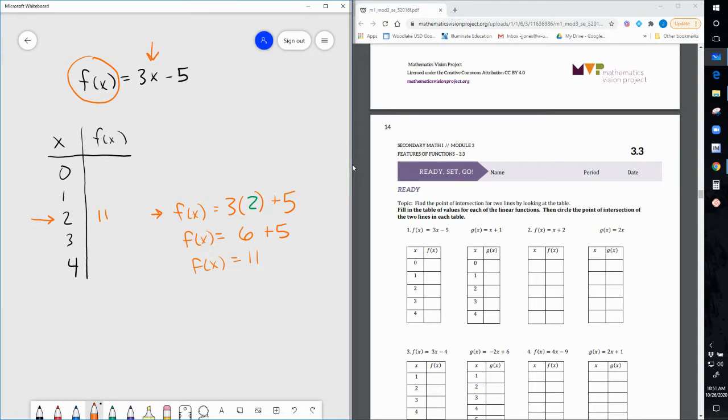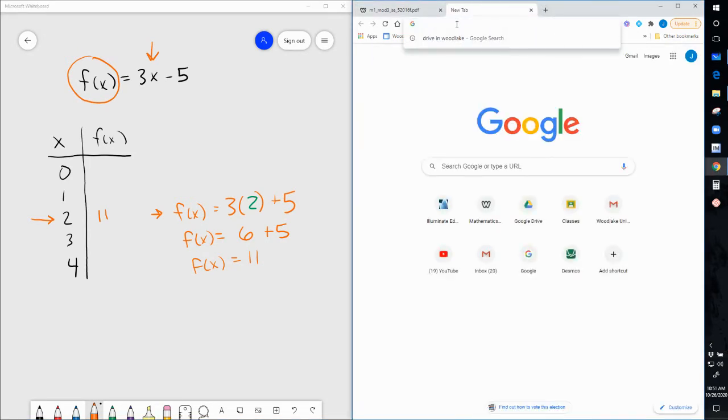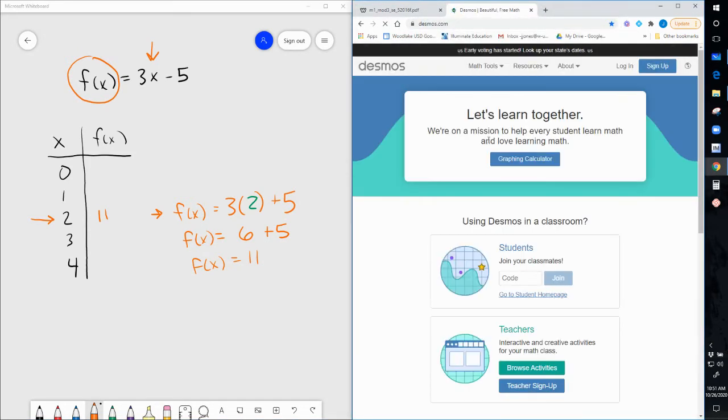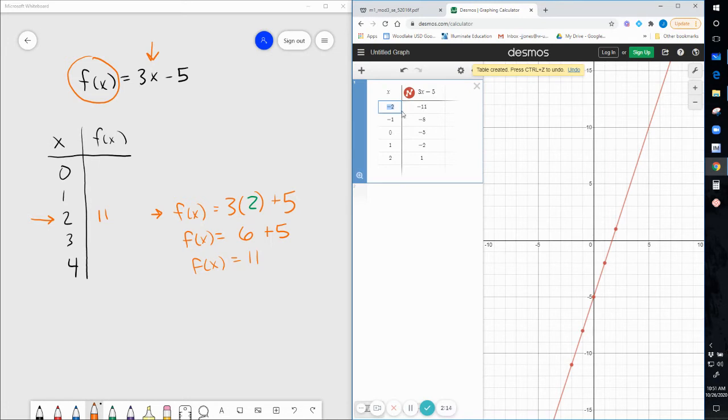Whenever you're done, you can go to Desmos and make sure you got it right. But this is a really good strategy because you don't always have Desmos. Okay, so I don't even want to show this to you, but I'm going to anyway because it's a really good thing. So if you go to your internet, you go to desmos.com, go to the graphing calculator, type in your equation, which is 3x minus 5, hit the little wheel here, hit this, convert to table. Then you can change all your x values to the ones from the table.